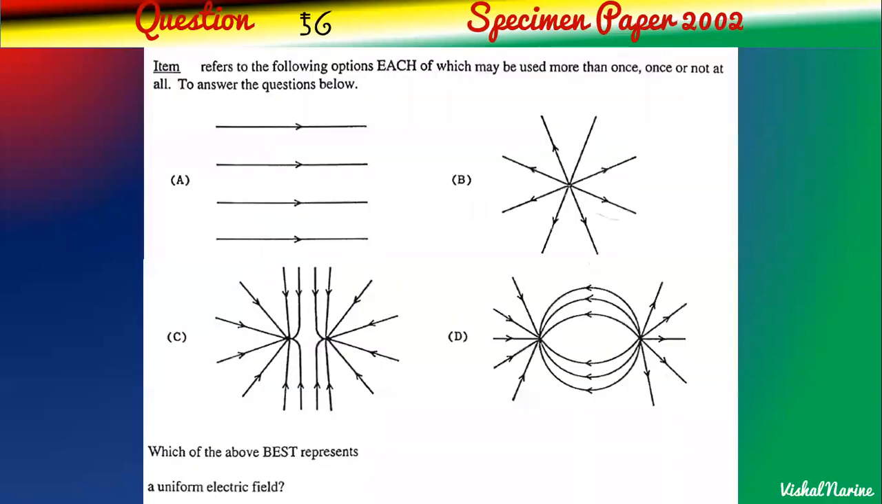Question 56. The question asks you which of the above best represents a uniform electric field? By examining the options, you can see that the answer there is B.